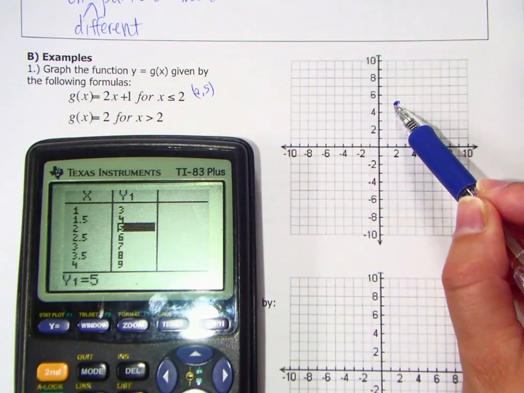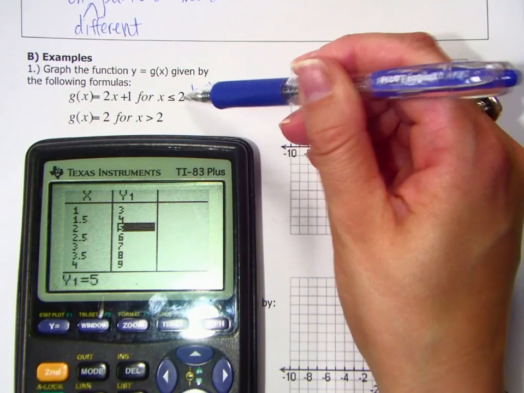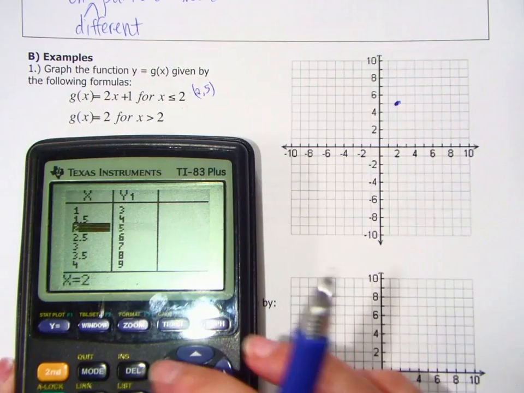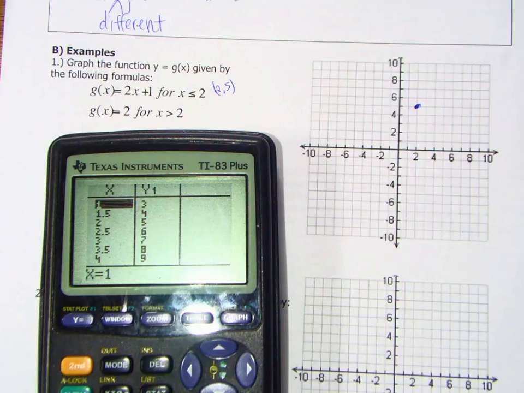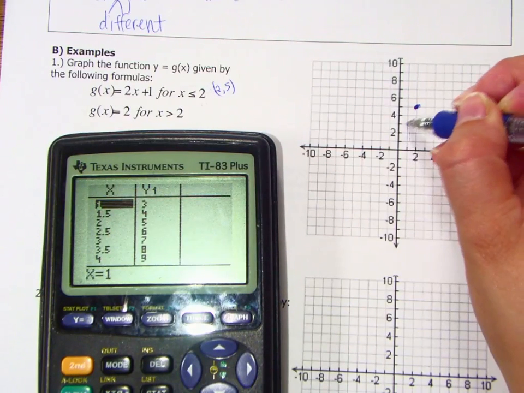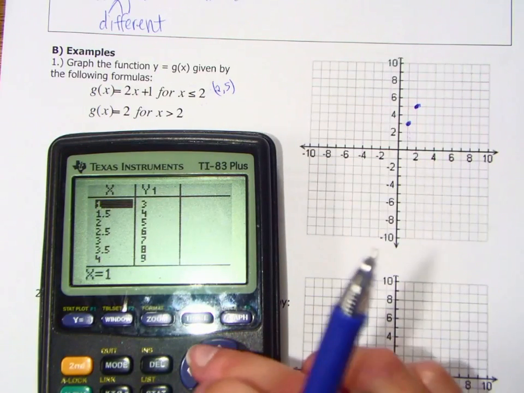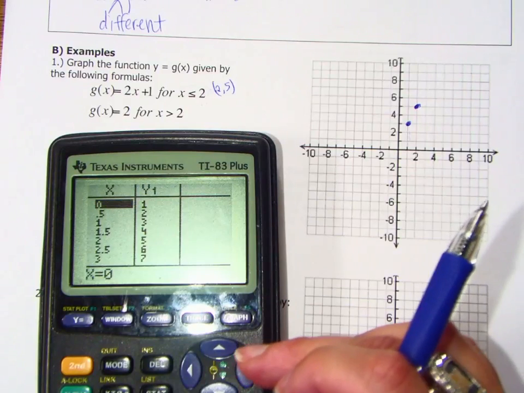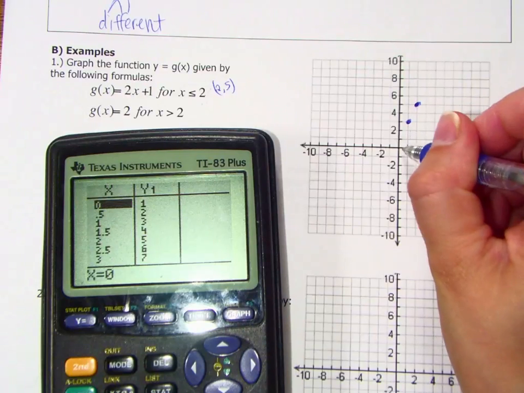From there, I'm concerned about x values less than 2. So on my table, I'm going to go to an x value that's less than 2. I usually choose integer values, so when x is 1, y is 3. I'm going to plot (1, 3). You can pick as many points as you want. I usually do, I don't know, 2 or 3. So if I pick another x value that's less than 2, let's say 0, my y value is 1.